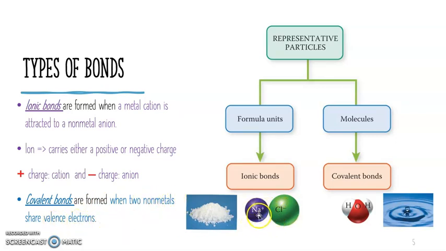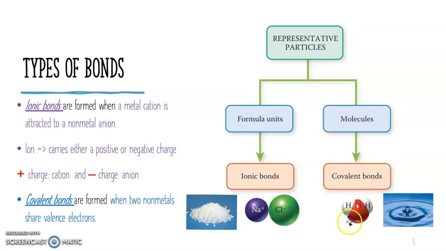Now, if you go back and look at ionic bonds, they are formed when a metal cation is attracted to a non-metal anion. Covalent bonds are formed when two or more non-metals share valence electrons. When covalent bonds form, they form molecules. So the two representative particles here are the formula unit and the molecule. Formula units are formed by ionic bonds, and molecules are formed by covalent bonds.